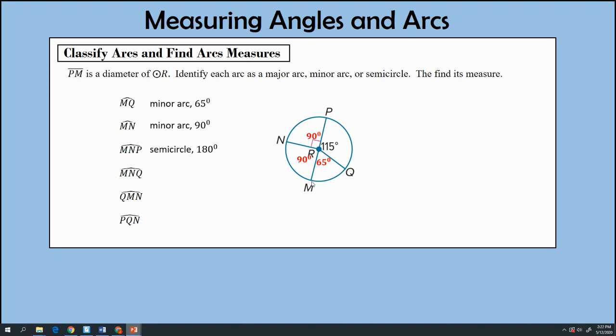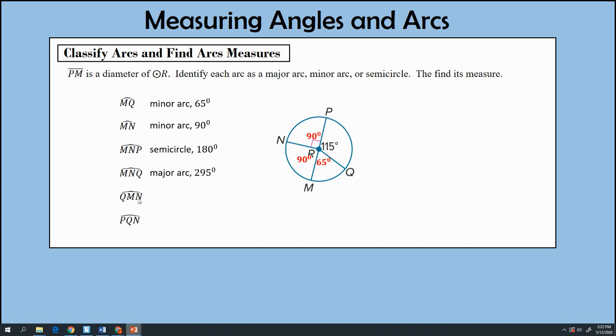Okay, MNQ. Now I got to go from M, start at M, go through N on my way to Q. So I'm coming all the way around. Okay, so the sum of these central angles is the same idea as the sum of the arcs. So I know to get M and Q, I'm going to add up 90, 90, 115. Or I could have done 360 minus 65. The answers are the same. It's a major arc because it goes more than halfway around, and it's 295 degrees.